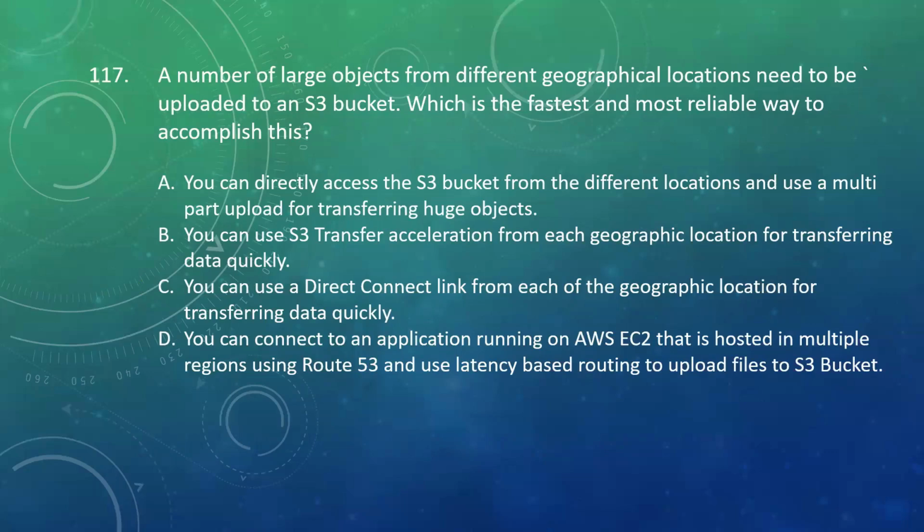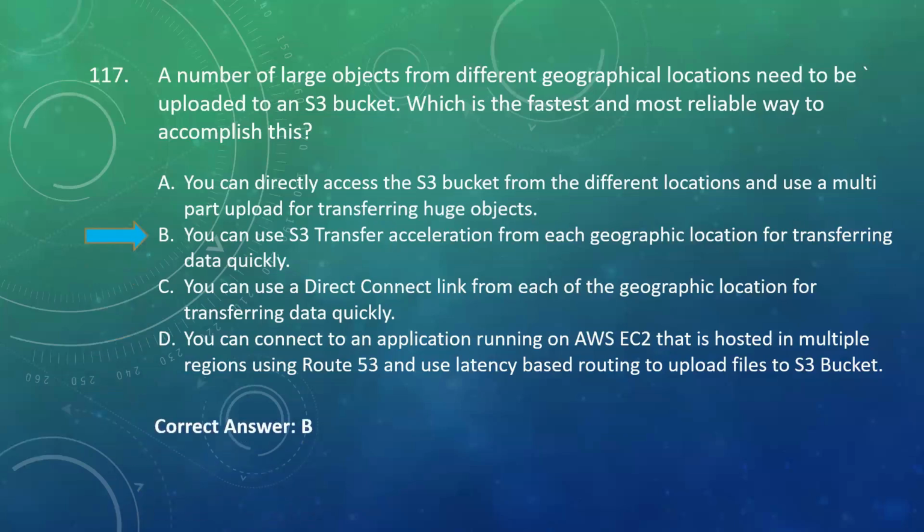Option B, you can use S3 Transfer Acceleration from each geographic location for transferring data quickly. Option C, you can use a Direct Connect link from each of the geographic locations for transferring data quickly. Option D, you can connect to an application running on AWS EC2 that is hosted in multiple regions using Route 53 and use latency-based routing to upload files to S3 bucket. So the right answer is option B.